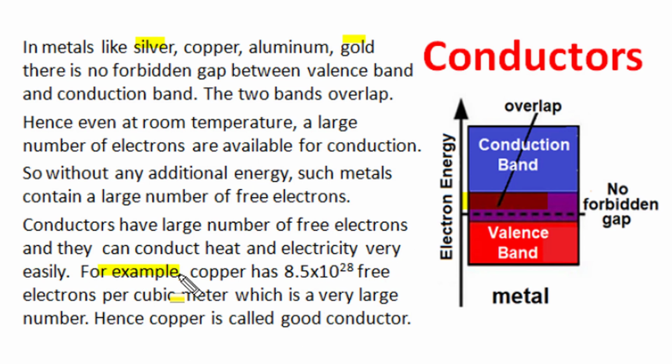For example, copper has around 8.5 into 10 to the power 28 free electrons per cubic meter, which is a very large number. Hence copper, like silver, aluminum, gold, is a very good conductor.